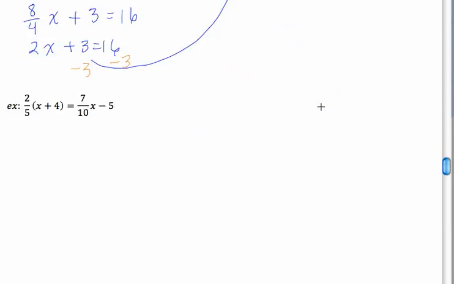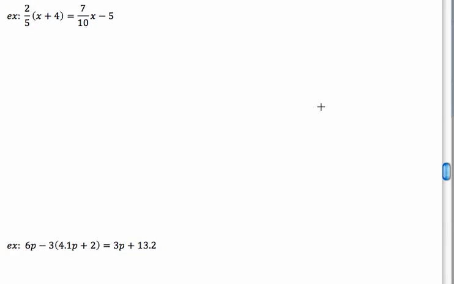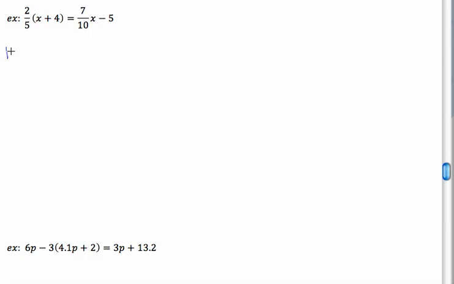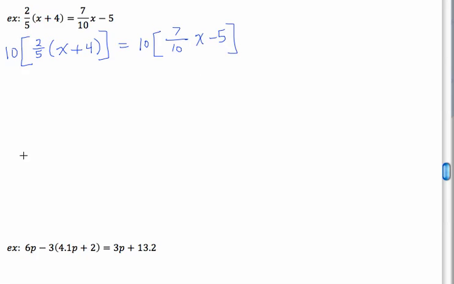Again, this one has fractions, so I'm going to start by clearing the fractions by multiplying both sides by whatever number I need to, hopefully the smallest number necessary in order to eliminate both denominators. The two denominators we have are 5 and 10. Their lowest common multiple is 10. So I'm going to multiply 10 times both sides. So 10 times 2/5 times x plus 4 on the left equals 10 times 7/10 times x minus 5 on the right.